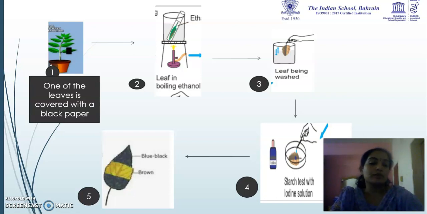So what does this experiment prove? It shows that the middle part, which was not exposed to sunlight, could not perform photosynthesis, and the other parts which were exposed to sunlight performed photosynthesis and synthesized starch, which very well proves that sunlight is required for the plants to perform photosynthesis.